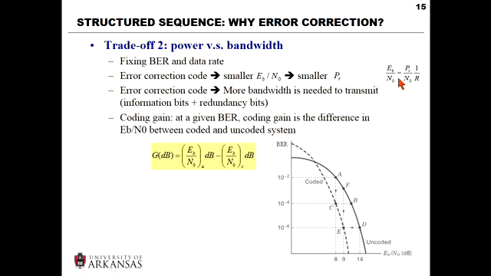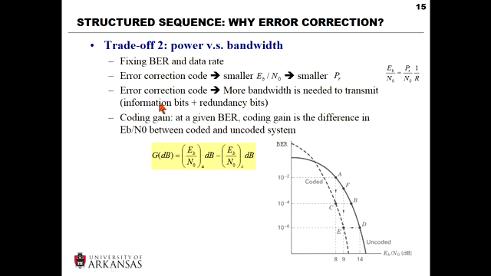In that case, if we are using an error correction code, let's look at this point here. Without channel code, we need to operate at point B, and with channel code, we can operate at point C. So we require a smaller Eb/N0. If Eb/N0 becomes smaller, it means PR will also become smaller, so we can save power.